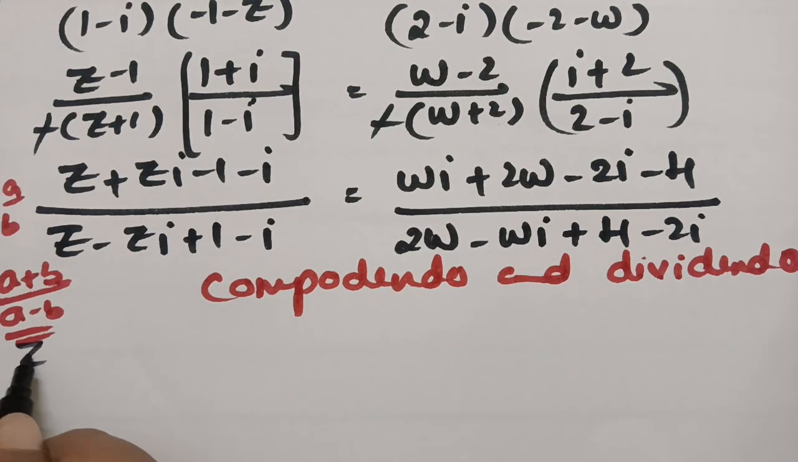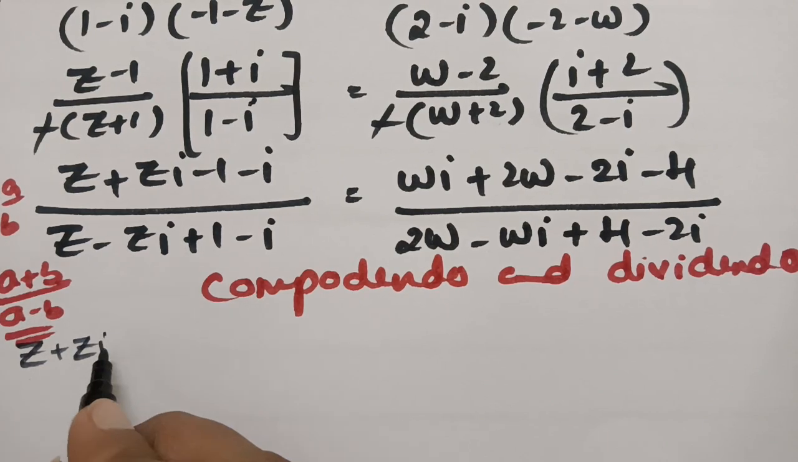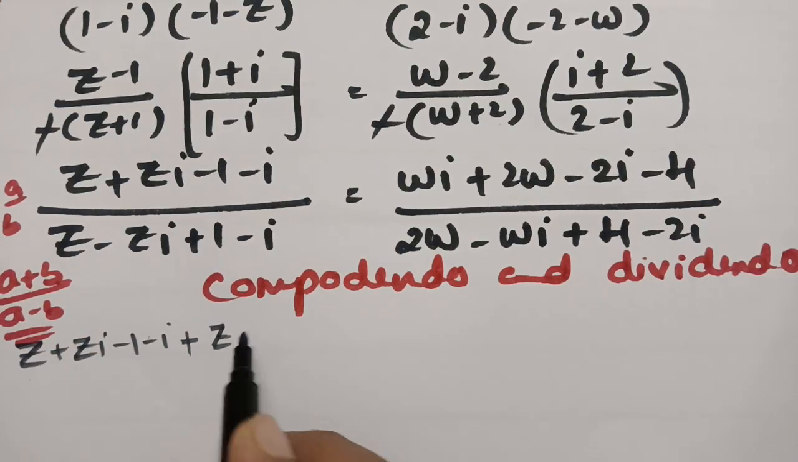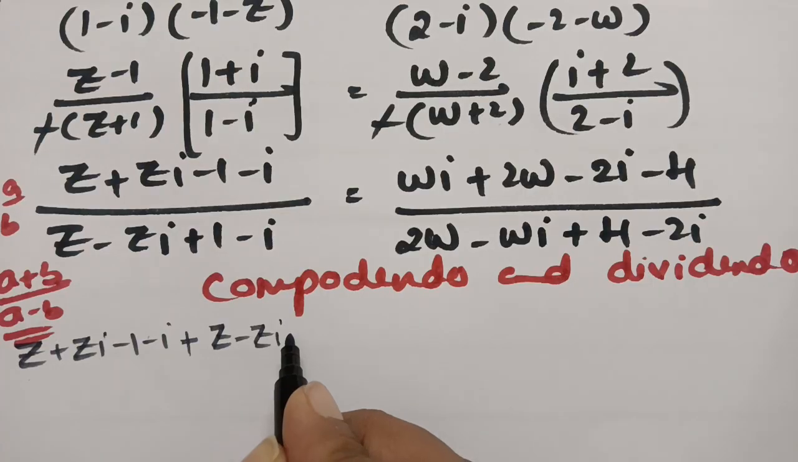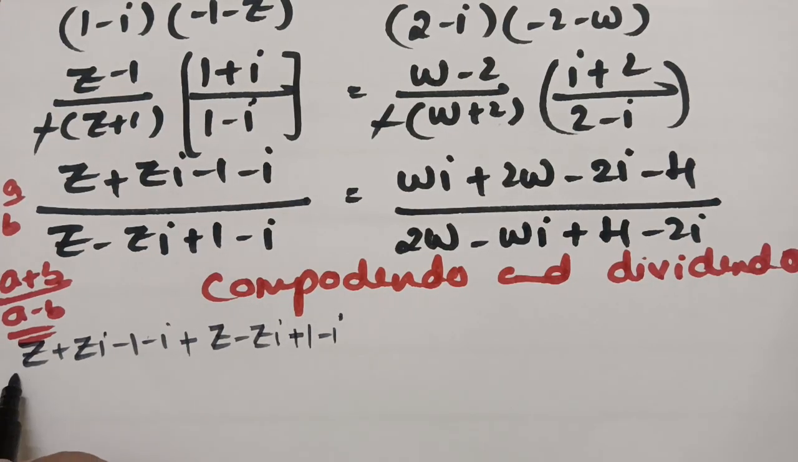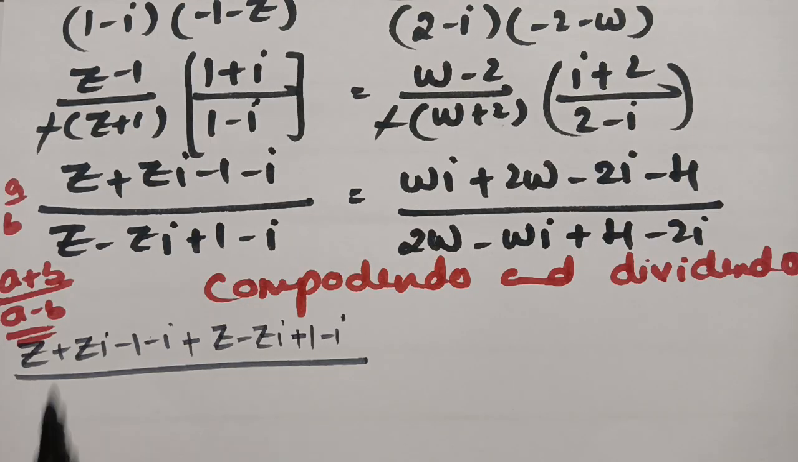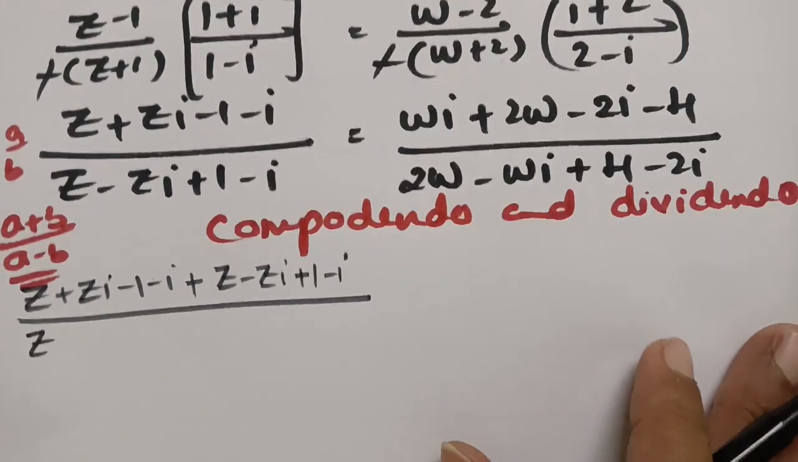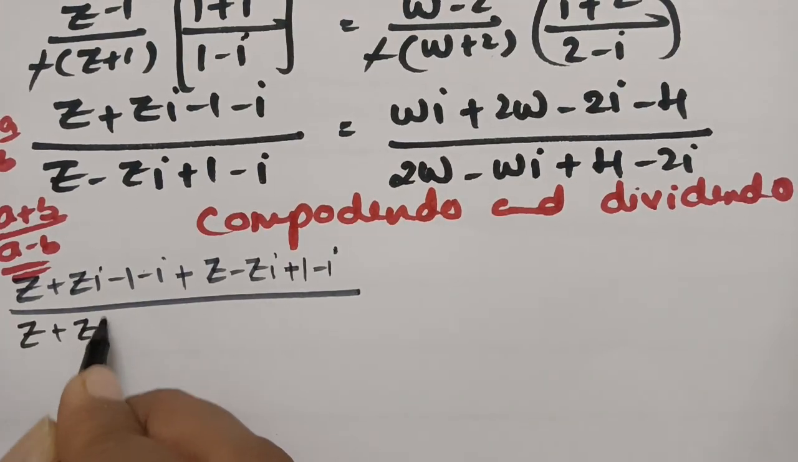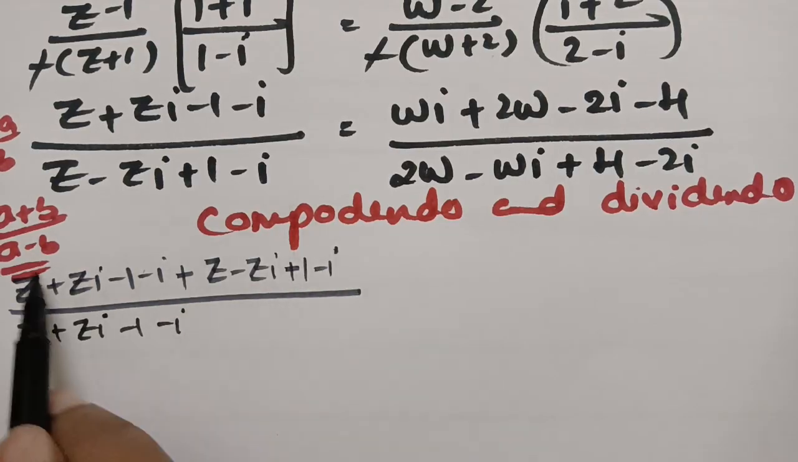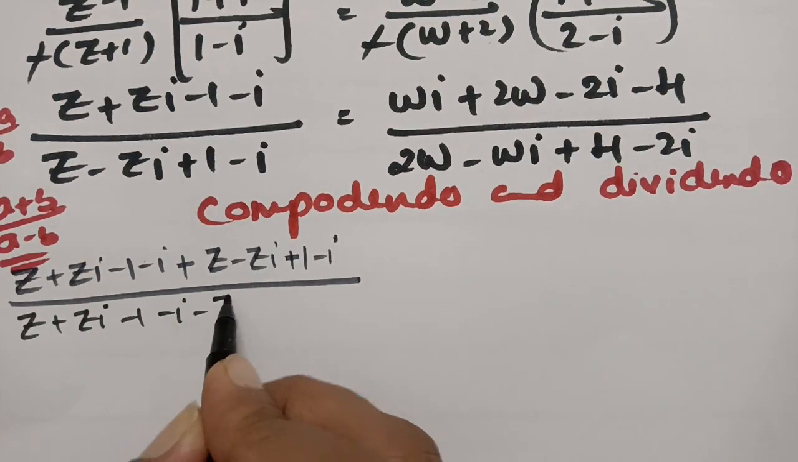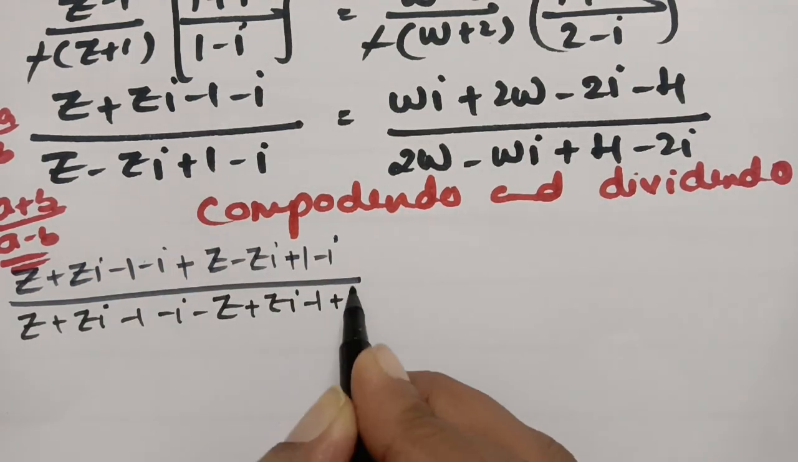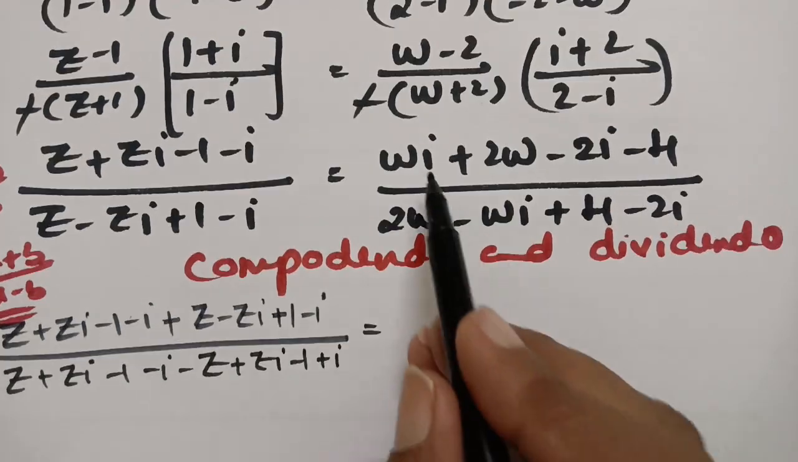So I am considering this as Z plus this value is Zi. This is minus 1 minus i and next we have to add this one, that is plus Z minus Zi, this value is plus 1 and this is minus i divided by, see, and next one this is A again, that is Z plus this value is Zi, this is minus 1 minus i. Now we have to subtract this denominator, that is minus Z and this is plus Zi and this is minus 1 plus i. So here which is equal to now A by B.